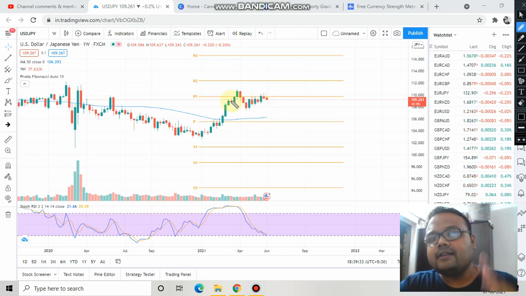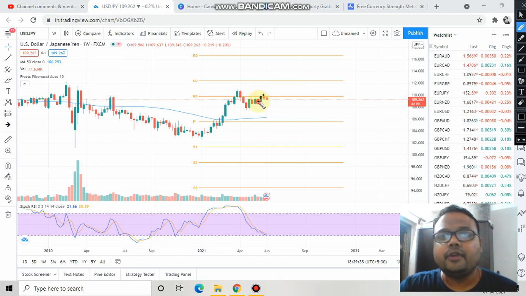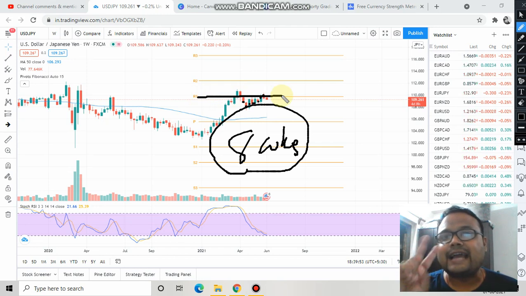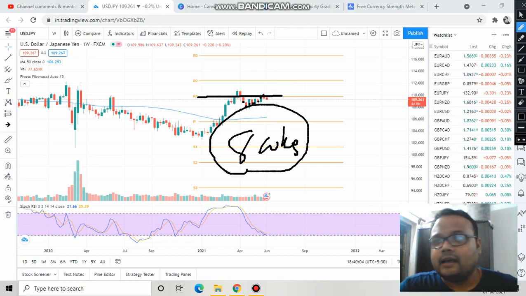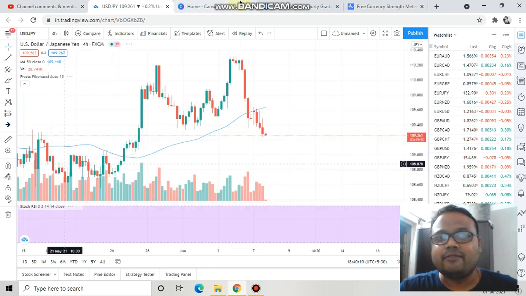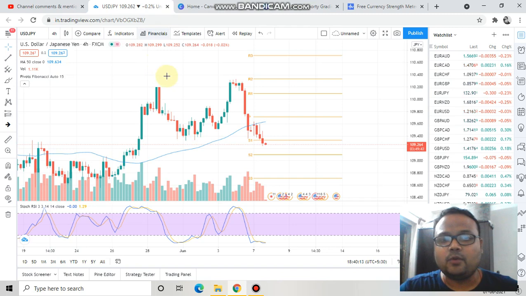And see, this level is extremely important because the market has been trying to cross this level for the last 8 weeks, but the market is unable to do so. For 2 months, this level is acting as a resistance. For 2 months, this level is not allowing the market to cross it. Therefore, this level is extremely crucial for the market, and we must be very careful. So let's switch to the 4 hours time frame and see what should be our strategy for USD JPY.